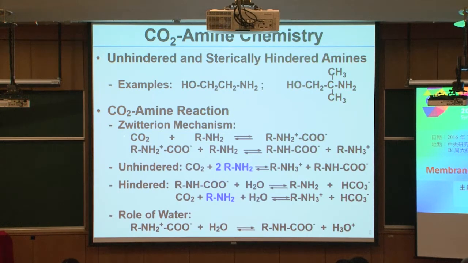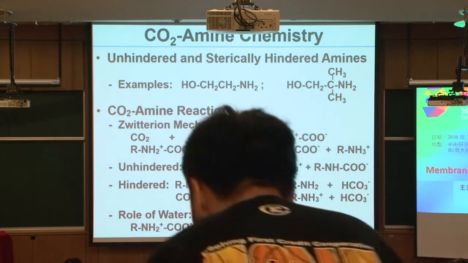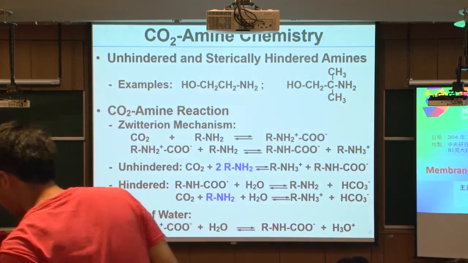Okay, so when the CO2 reacts with an amino group, it is normally described as going through the zwitterion mechanism. It means the CO2 is added to the nitrogen site, and then forms the zwitterion, which means it carries both positive and negative charge. Okay, it's called a zwitterion. Then that requires another amino group to abstract the proton from the zwitterion to form the carbamate ion that carries the negative charge. Okay, and then this amino group becomes protonated.